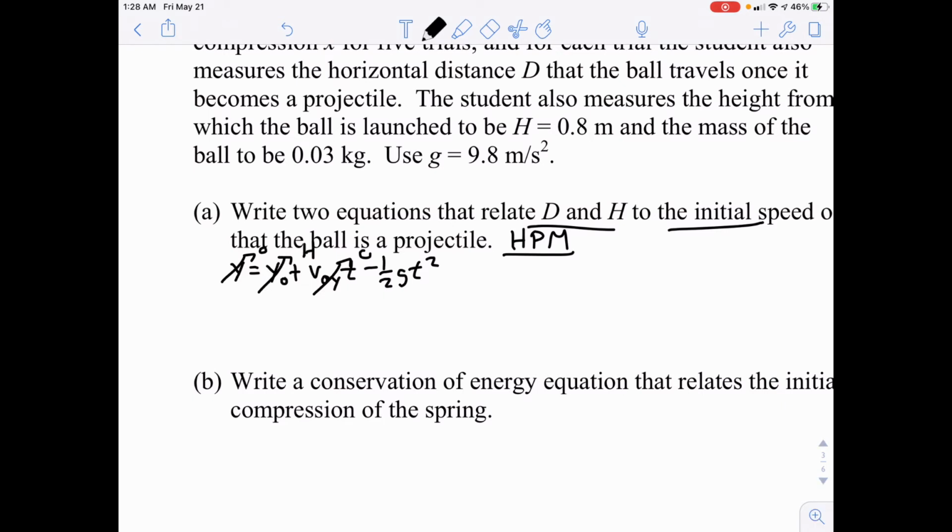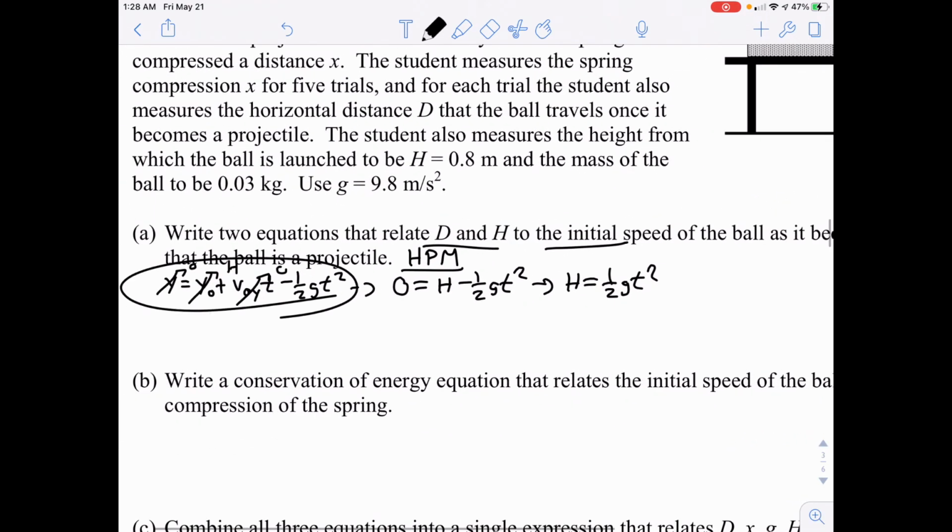So y naught is going to equal h. And so I end up with 0 equals h minus 1/2 gt squared, which means h equals 1/2 gt squared. That's kind of an easier equation to remember for horizontal launch projectiles, but you can always start here. That's fine too. We're going to want to solve it for time in a minute, but for now, we'll go ahead and leave it in this form because all we're asked to do is just write the two equations.